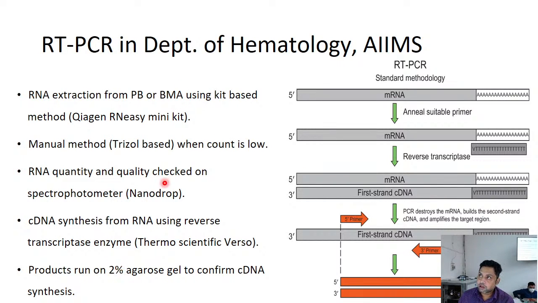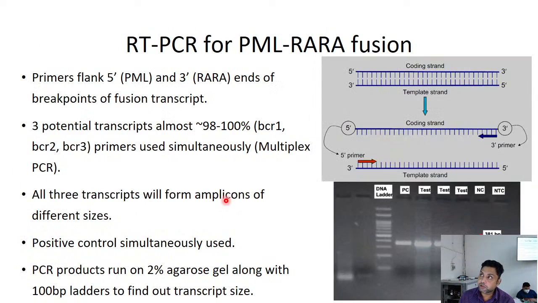In our department, we extract the RNA from peripheral blood or bone marrow. Then we check the RNA quality and quantity on a NanoDrop, and then cDNA, or complementary DNA, is synthesized from the template RNA. Then we can proceed to either reverse transcriptase PCR, which is a qualitative PCR, or RQ-PCR, or real-time PCR, which is a quantitative PCR.